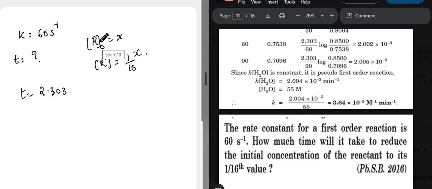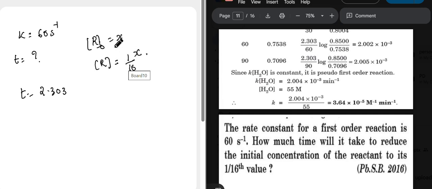Here the mistake will come. Some children will subtract X minus 1/16th of X. It's not like 1/16th is completed. It's like the initial concentration is reduced to its 1/16th value. That's why we should take directly 1/16th over here. Log X by X by 16, so 16 will go into the numerator. Log 16 we have to take.